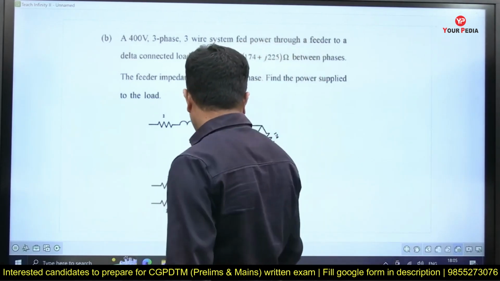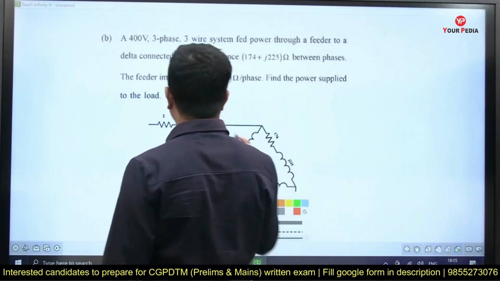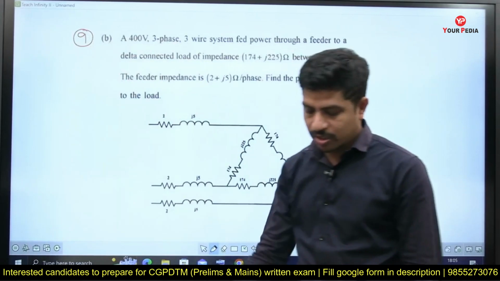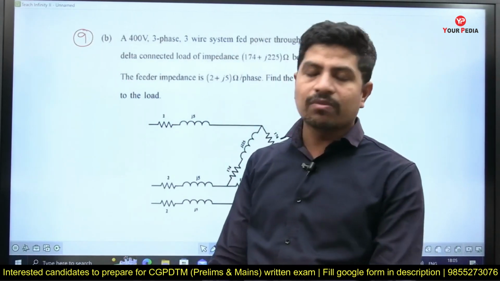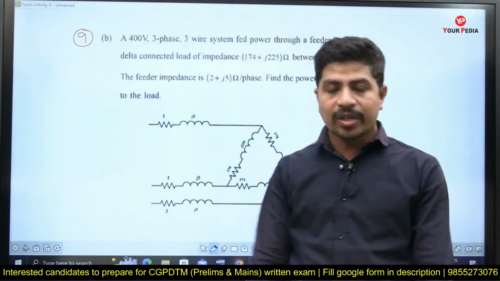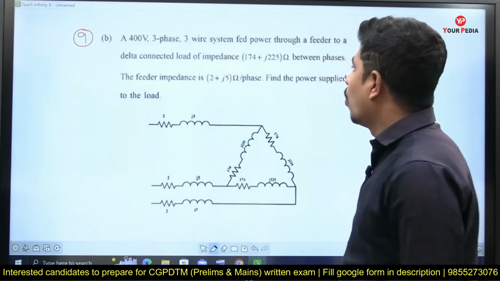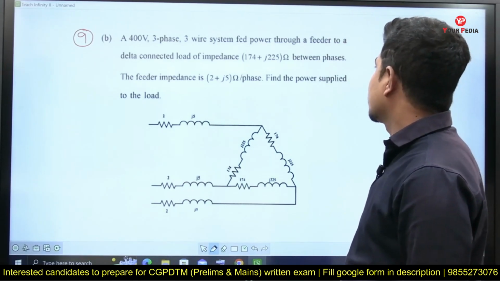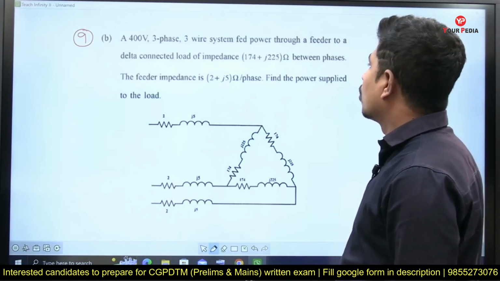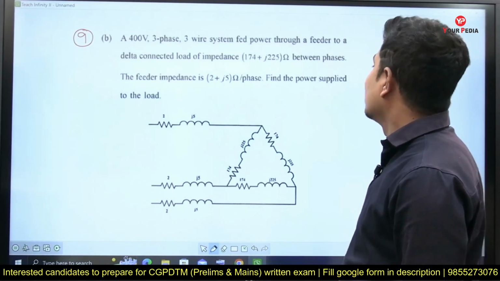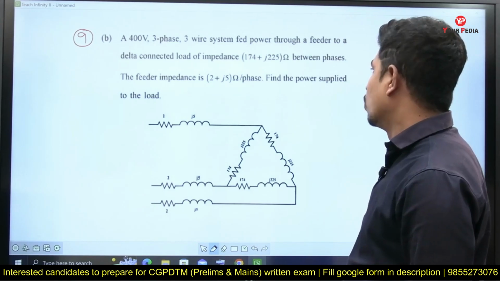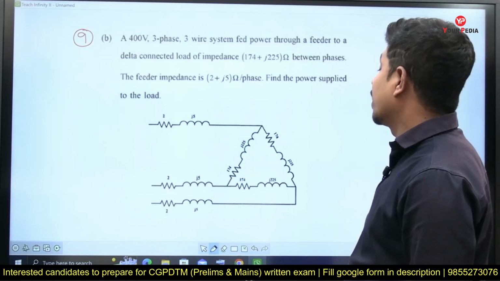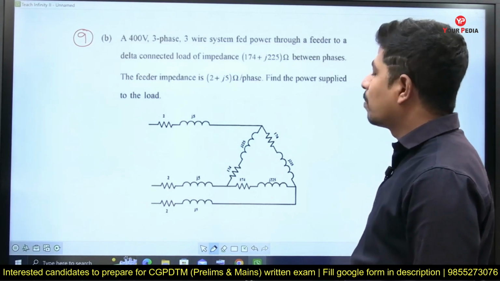It is the number of the question. This paper is the 2018 paper, question number 9 in this B bit. This is the question given. Read the question first. The basic thing we have to do is read the question carefully. A 400 volts, 3-phase 3-wire power system feeds power through a feeder to a delta connected load of impedance 174 plus J225 ohms between phases. The feeder impedance is 2 plus J5 ohm per phase. Find the power supplied to the load.